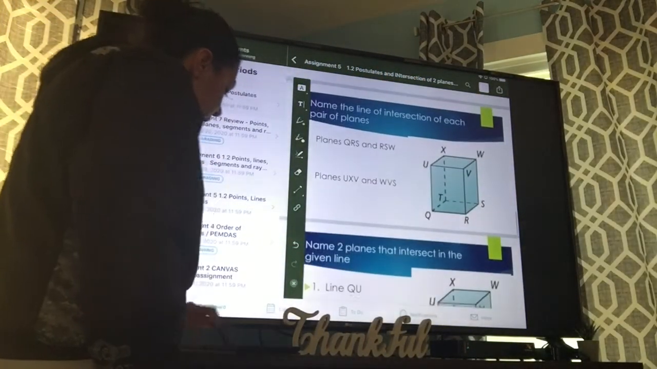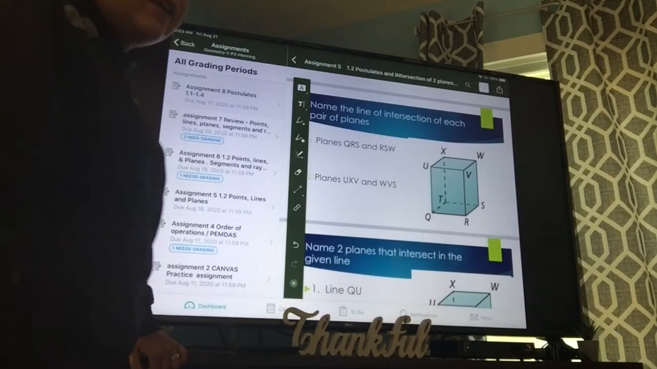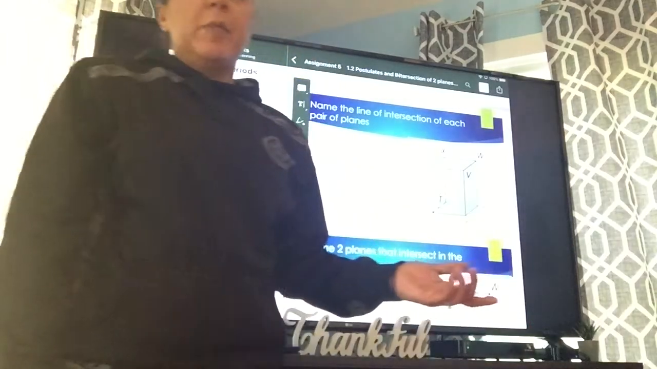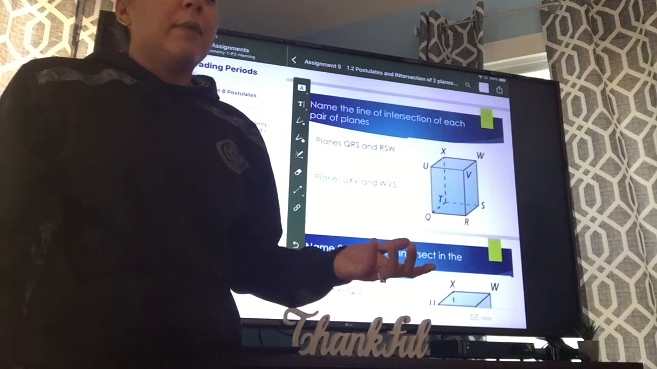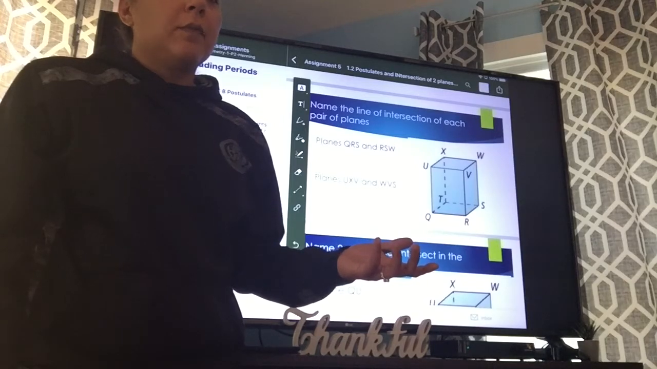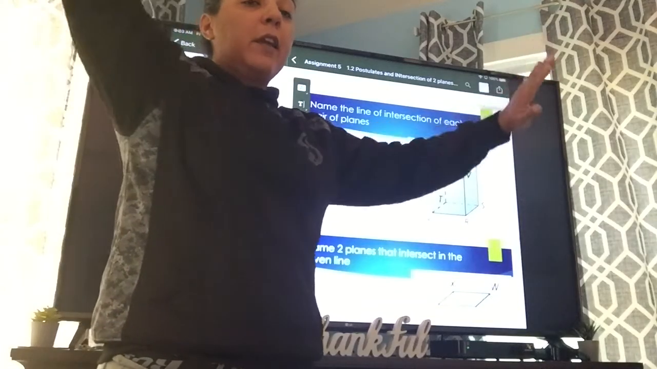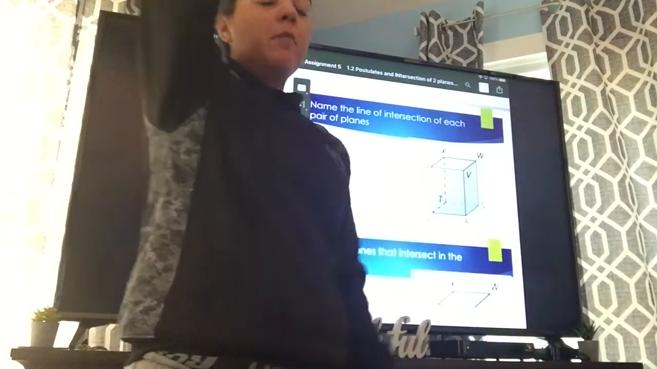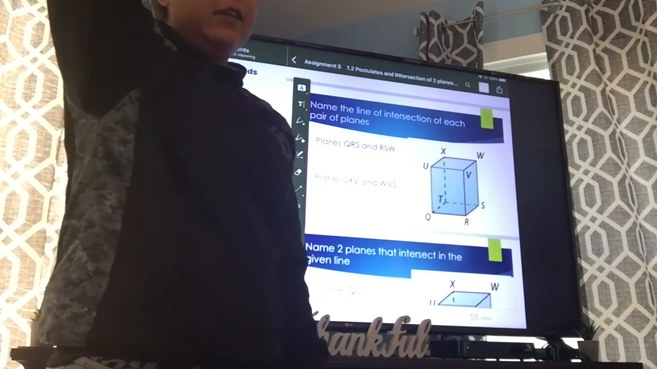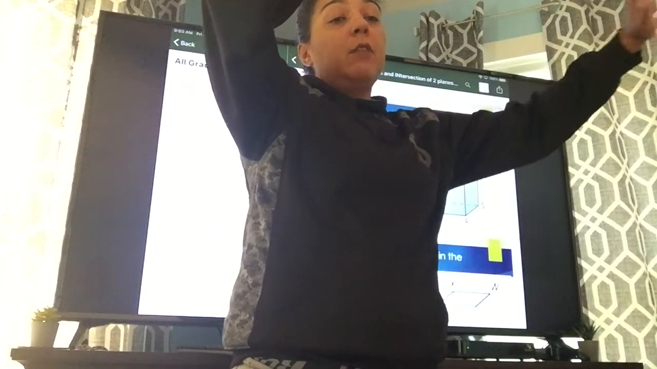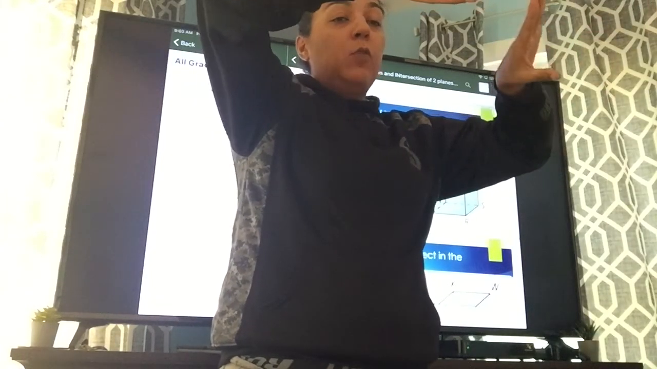The next part, it says, name the line of intersection of each pair of planes. Okay, so here's where you guys being in the classroom would help you. I want you to look in the back corner by Hannah. Now, there are two walls in my room that go to the back corner by Hannah and Mariano, right? One, the very back wall with all them posters, is a plane, and the one all the way on the other side where my whiteboard is also a plane. Those intersect at one line, one corner, okay?